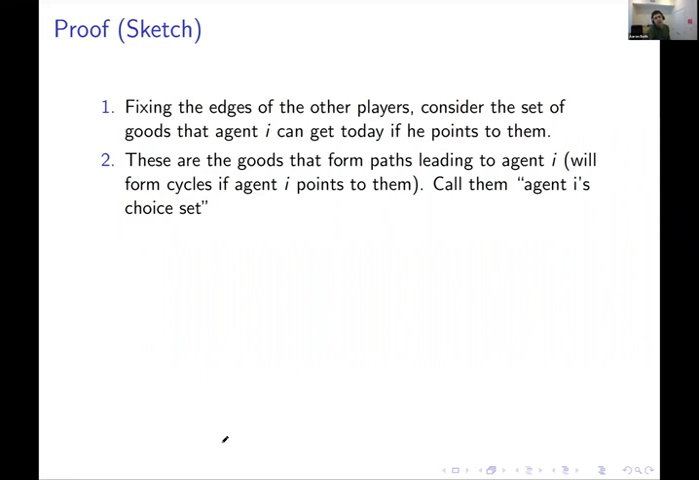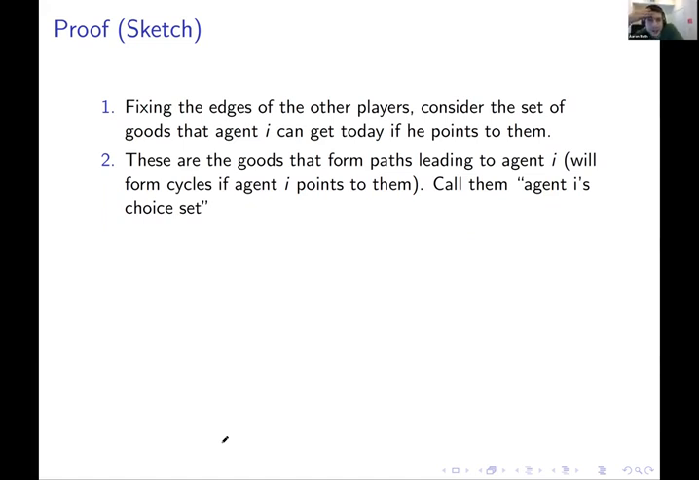So if you think about how the algorithm works, the set of goods that I can get are the set of goods that form paths leading into me, such that if I follow the outgoing edge of the good all the way through, I end up in a path that leads to me. Those are the goods I could get, because if I point to those goods, I will form a cycle that didn't exist before, going through, in particular, me. Including the edge of the good that I pointed to.